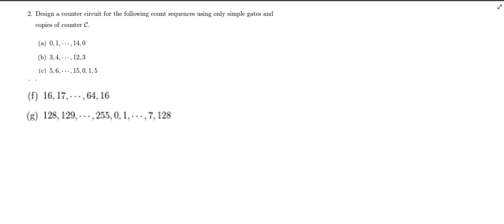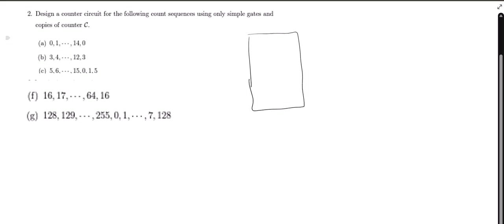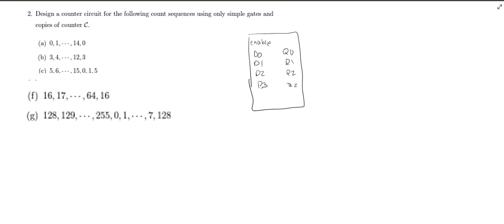Now we need to design counter circuits. This first one is supposed to count from 0 to 14 and then go back to 0. So we only need 4 bits. So enable 1, 2, 3, Q0, Q1, Q2, Q3, and a load, and a clock. Okay, so we are going to want to load 0.